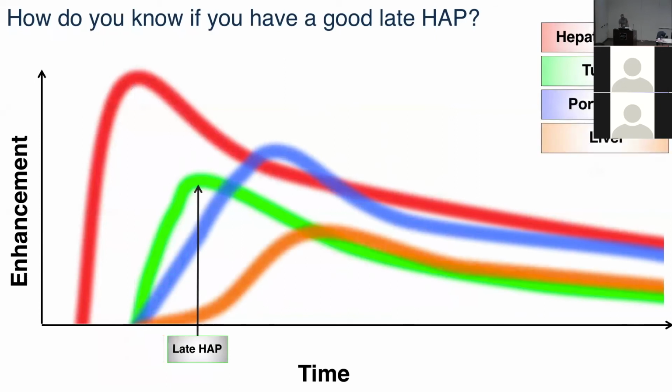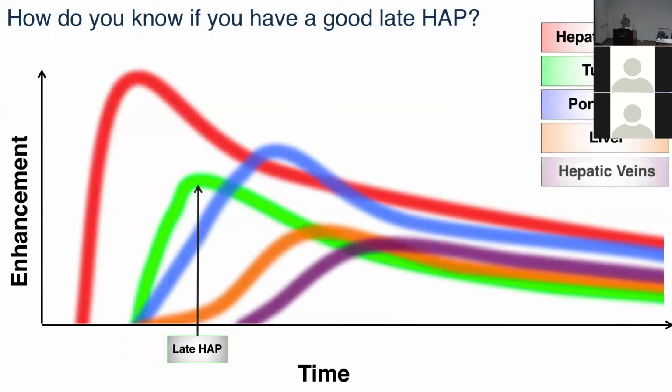We should see maybe a little enhancement of the liver in orange, but we should see no enhancement of the hepatic veins. So you know you have a good late arterial phase when you have enhancement of the portal vein, but you don't have enhancement of the hepatic veins. If you have enhancement of the hepatic veins, you're too late. If you have no enhancement of the portal vein, you're too early.